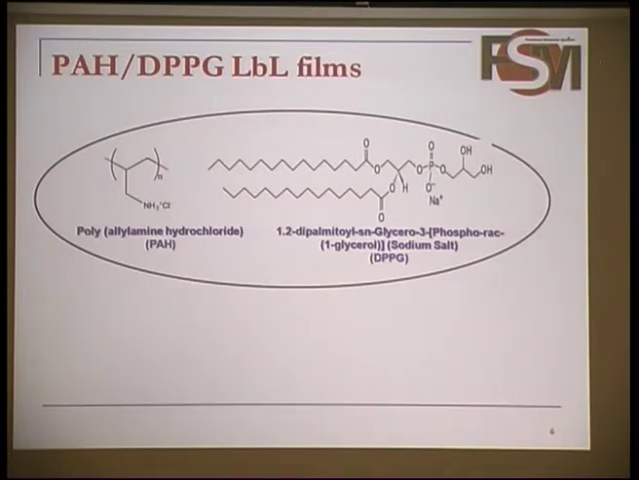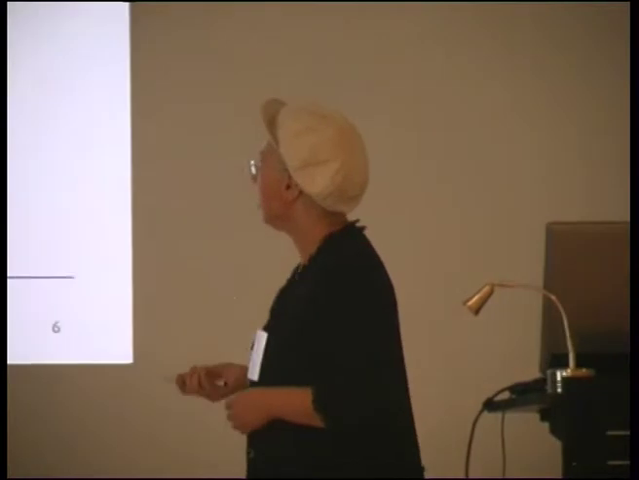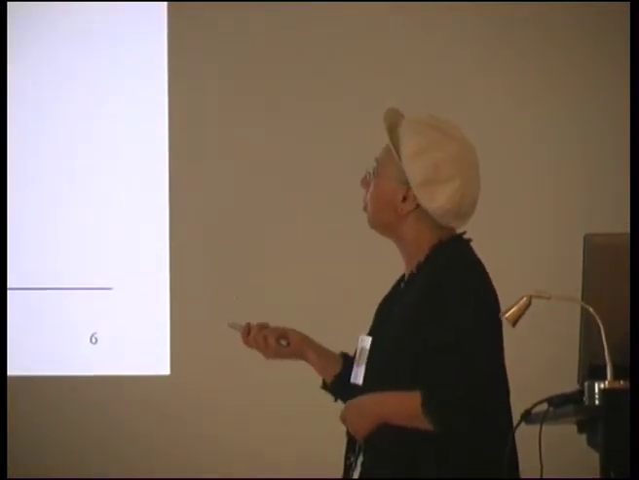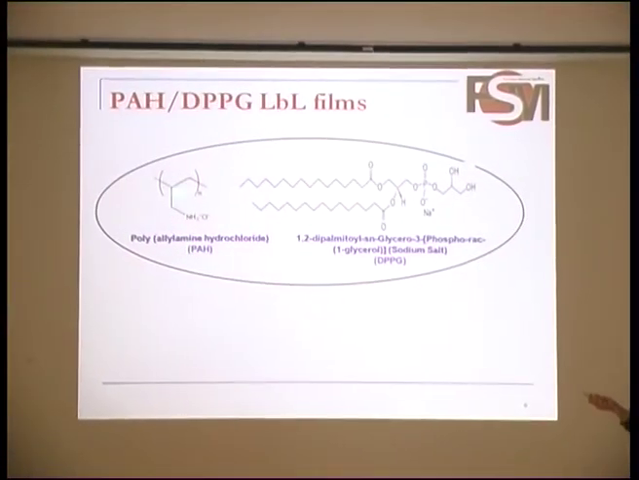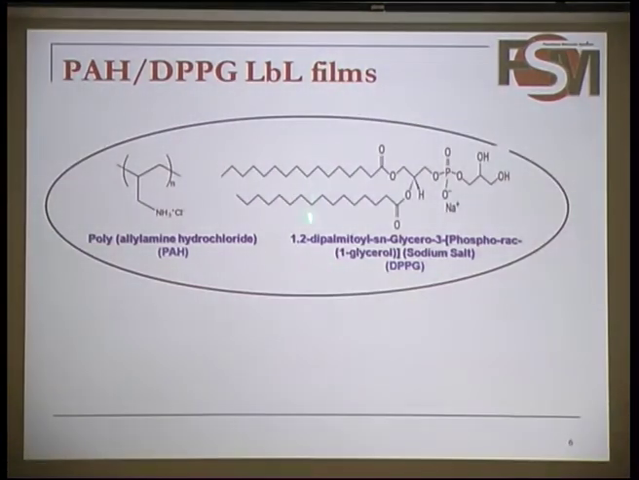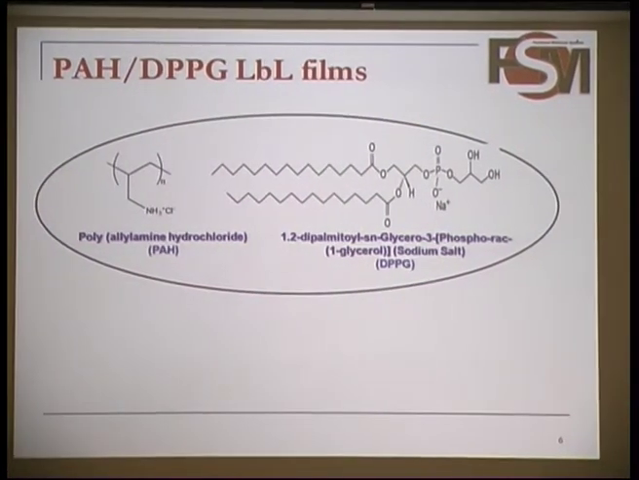As we are interested in preparing biomimetic membranes and rudimentary cells, as in the case of liposomes as the model for these rudimentary cells, we start with a very simple system to prepare films with lipids. And in this case, we use a cationic polyelectrolyte, PAH, and this lipid, DPPG.